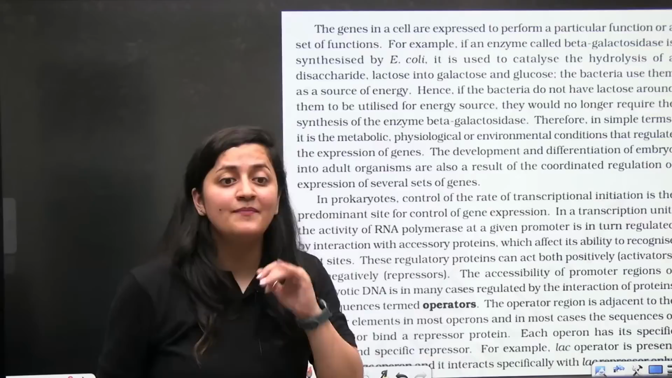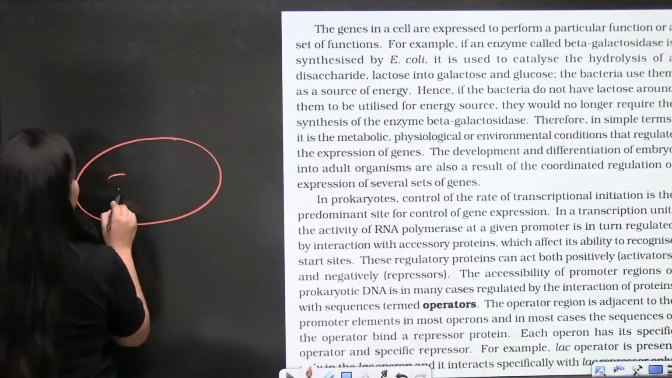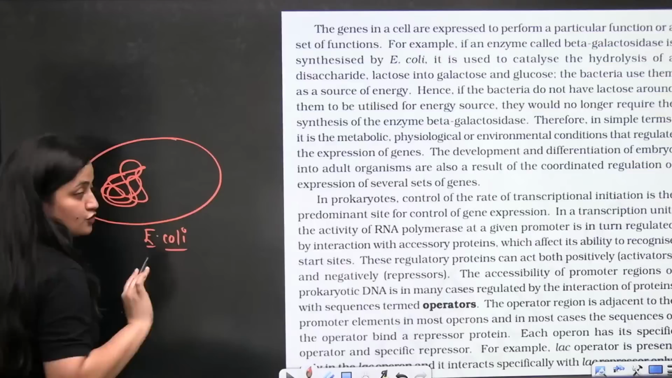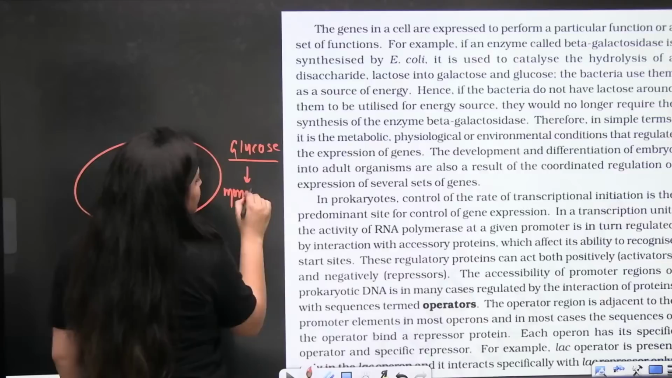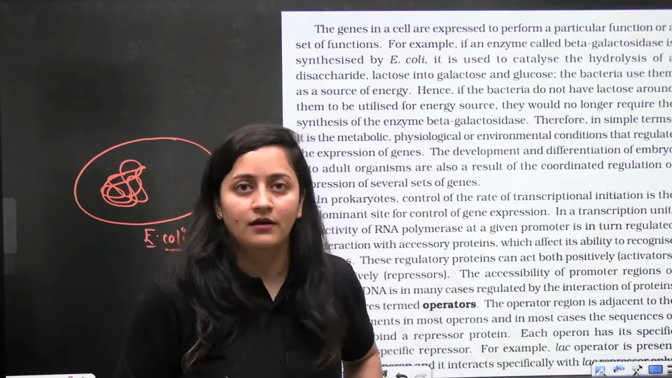Okay, fine. So this is a bacteria. The name of that bacteria is E. coli. Just listen to this story. The story is very interesting. Usually this E. coli feeds on glucose. For its energy, it feeds on glucose. And we know that glucose is a monosaccharide. It's a monomer, isn't it?